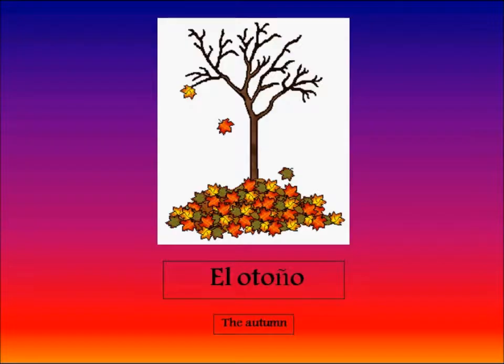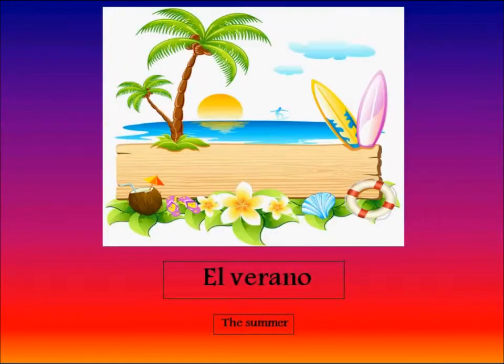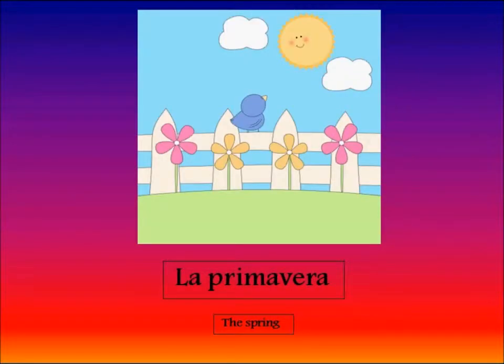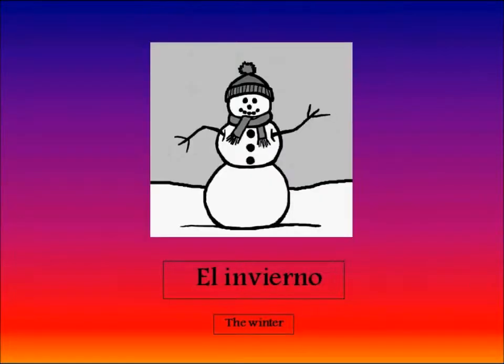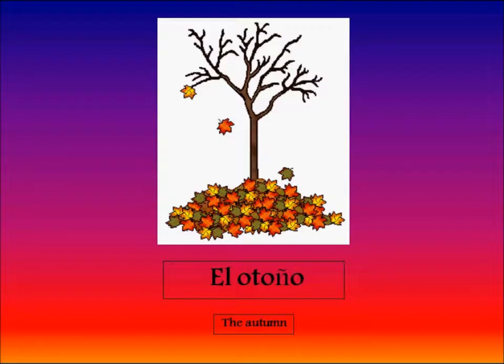These clearly are not cognates, and you'll really have to work on memorizing them. So let's go over those one more time. Summer is verano. Repitan, verano. Spring is primavera. Repitan, primavera. Winter is invierno. Repitan, invierno. And otoño is the fall or autumn. Repitan, otoño. Good. You really have to practice those.